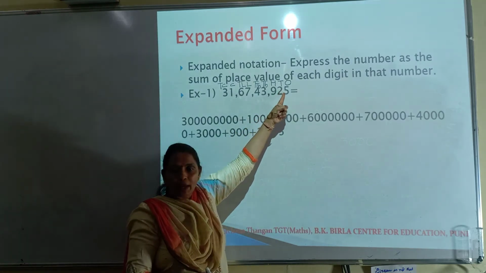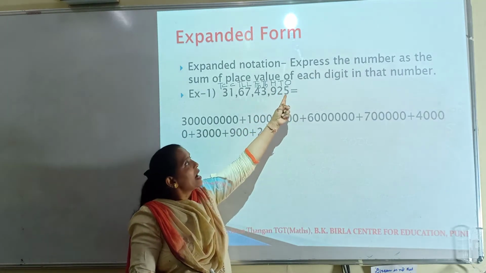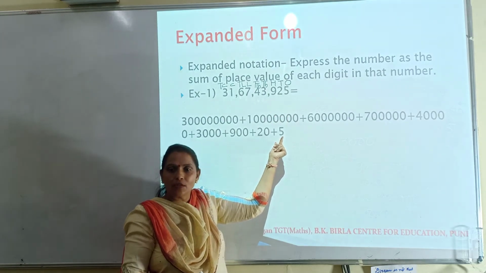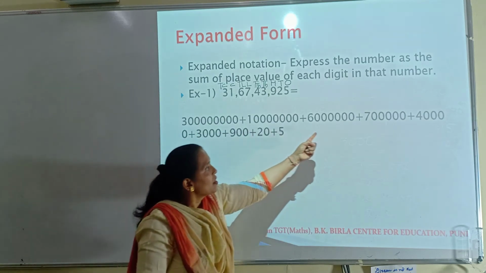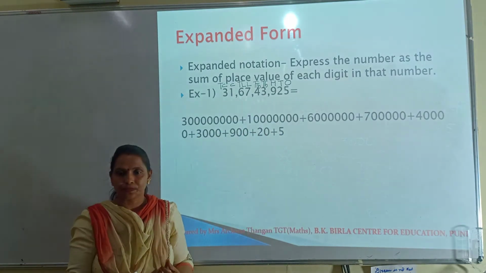2 is in tens place, its place value is 20. And 5 is in ones place, its place value is 5. We have to add this. So, there is a plus sign among the place values.